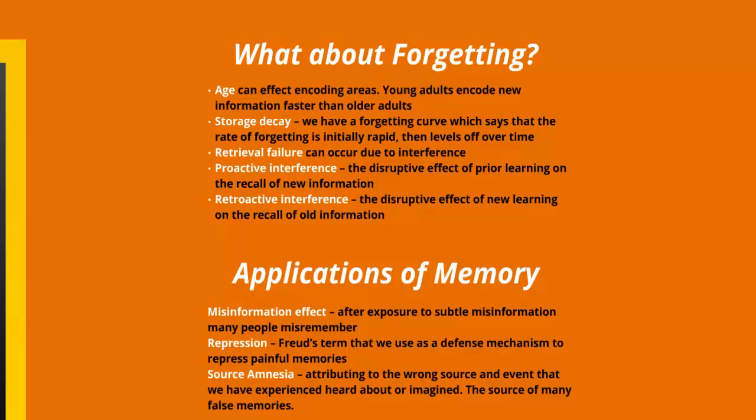Failure to retrieve a memory can also occur due to interference. This could be either proactive interference, which means we have a disruptive effect of prior learning when we recall something new. For example, learning French first can sometimes interfere with learning the next language. Or retroactive interference, which means that learning the new language can make you forget the French that you used to know.